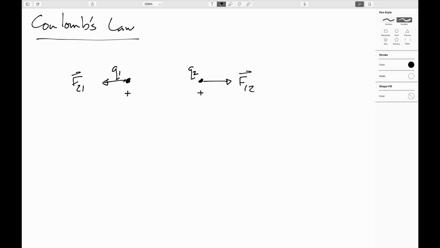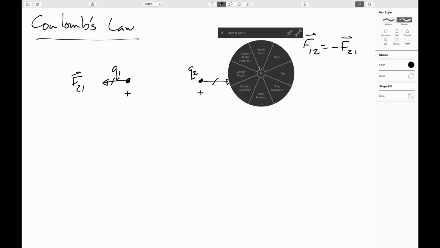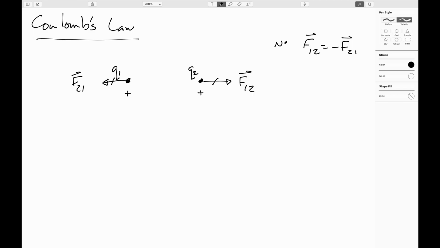Okay, so I hope that we agree that they have to be equal to each other via Newton's third law. Newton's third law is still true, so F12 will still equal minus F21. And remember, this minus sign just means that the vector points in the opposite direction. This would also be the case if our charges were both negative. They would still repel, and they would be equal and opposite.